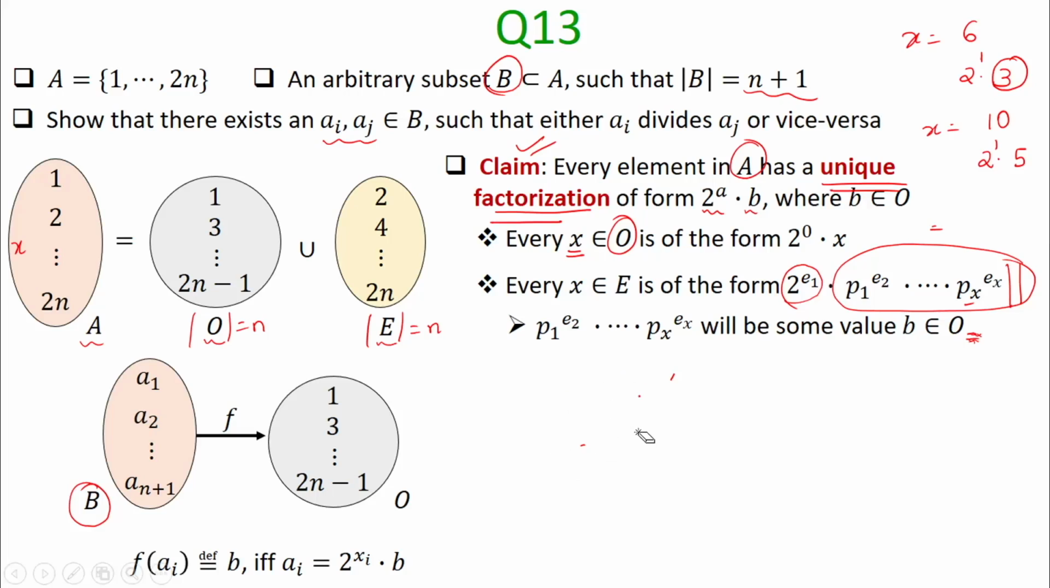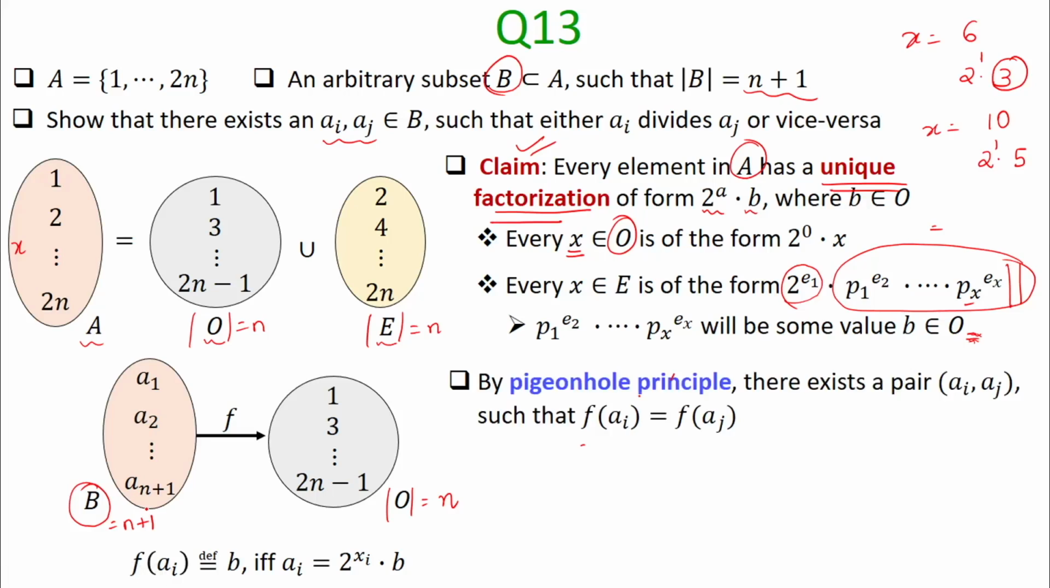Now what is the cardinality of set O? That is n. That means my number of holes is n. But the number of pigeons is n plus 1. That means by the pigeonhole principle, it is guaranteed that there exists a pair of values ai and aj out of these n plus 1 values, right? Where ai is some 2 power xi into some leftover thing, which is an odd value, and aj is some 2 power xj multiplied by the same leftover value b. I don't know the exact value of that leftover odd value b, but that leftover odd value b will be the same. That's a guarantee.